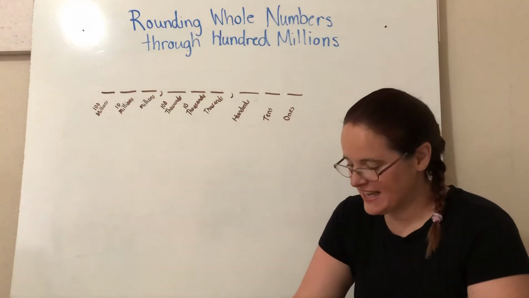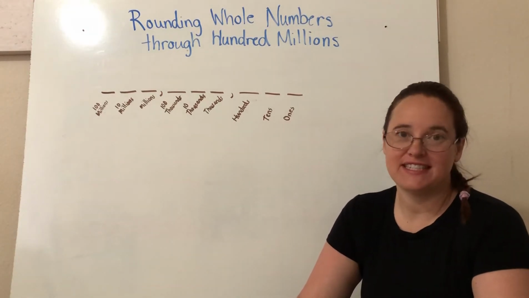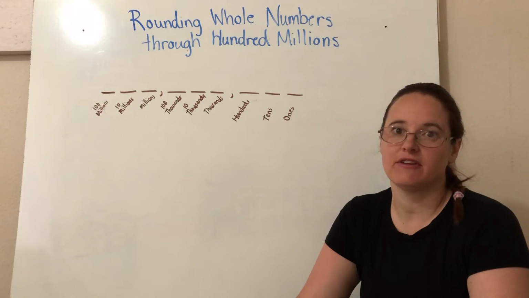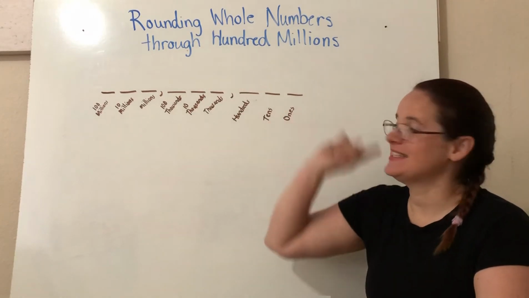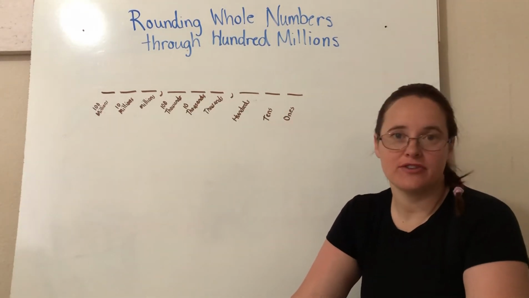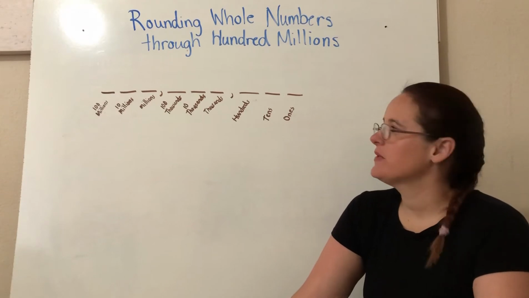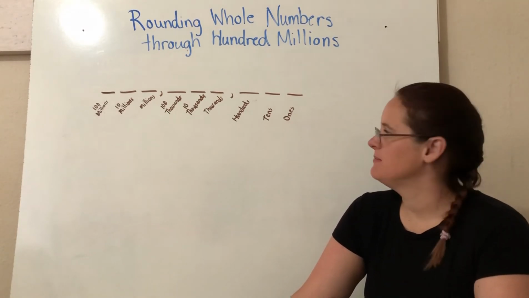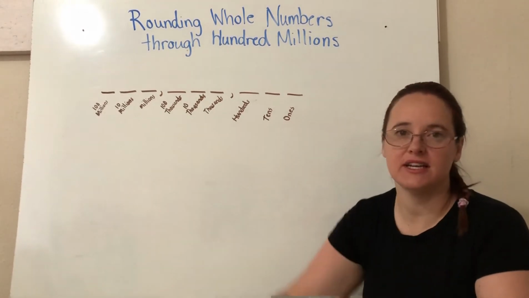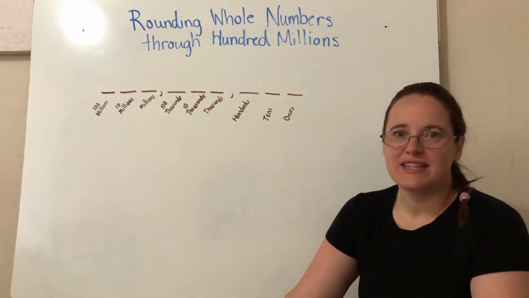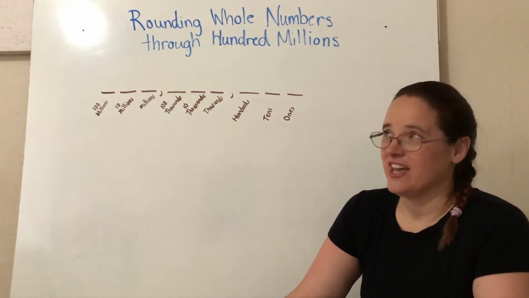Good morning, class. Today we are on lesson 117 of our Saxon Book 4. Today's lesson is rounding numbers through hundred millions. Should be a pretty quick lesson because we have already been rounding numbers up to hundred thousands. And really, the strategy doesn't change at all.